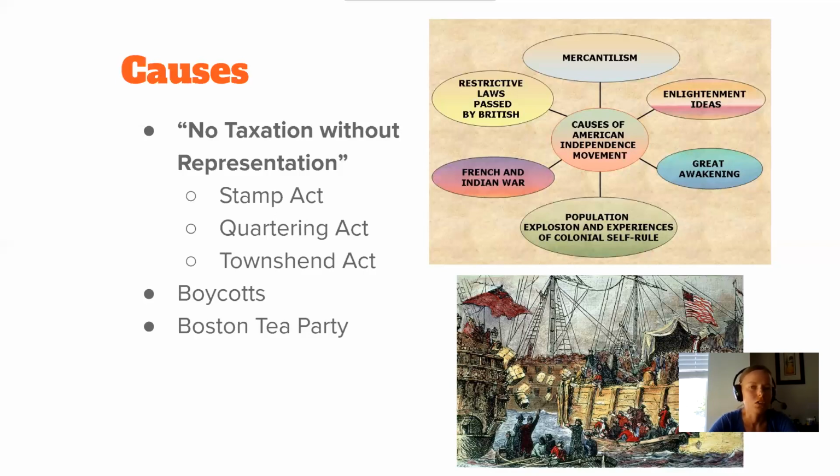And finally, they were forced to change their racist segregated seating policy. So again, a boycott, you refuse to buy something to economically hurt them. It's a form of protest. In this case, colonists would refuse to buy these taxed goods that the British were having, such as the tea, to hurt the British and force them to change these policies.